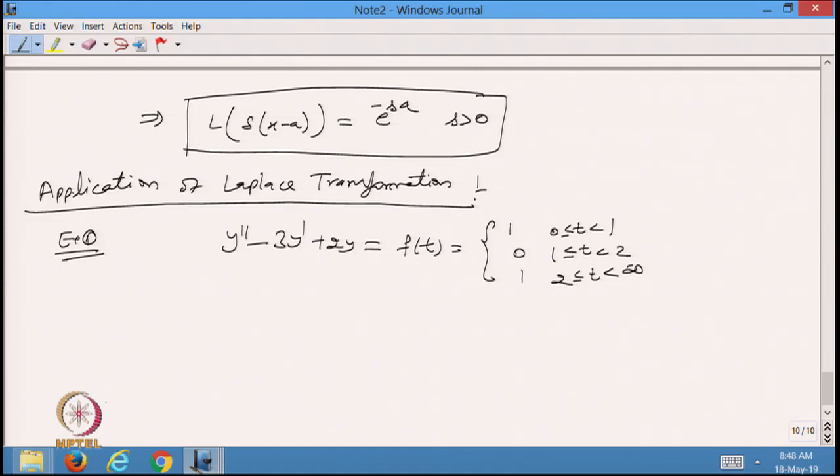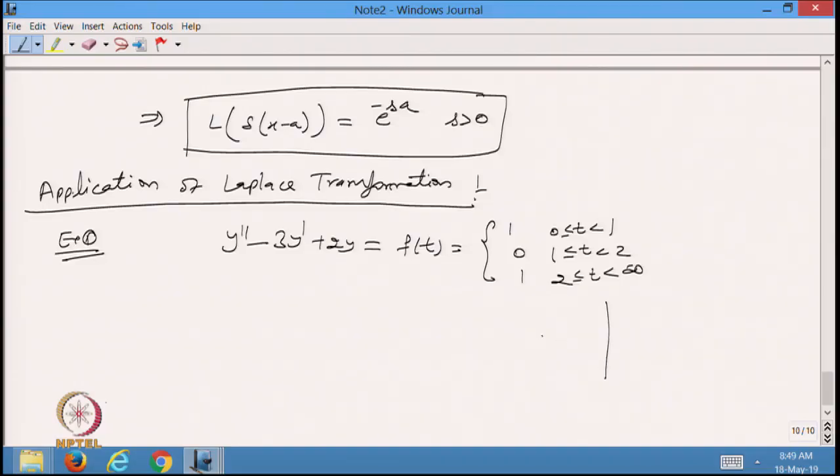So, if you want to find out the solution of this second order linear differential equation, you can apply the method, but if you see on the right hand side, the function f t is not a continuous or differentiable function as we were doing in the previous classes, but this is a piecewise function.